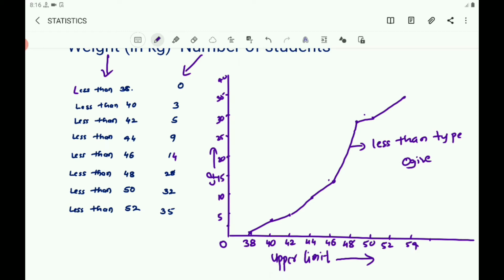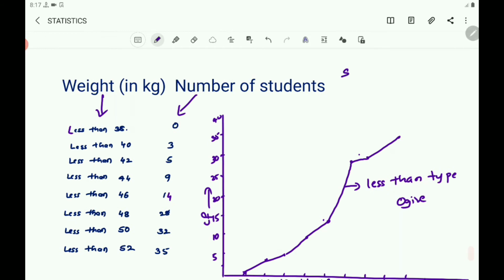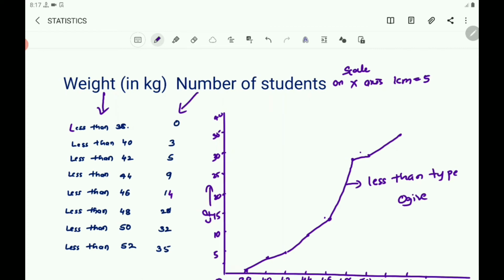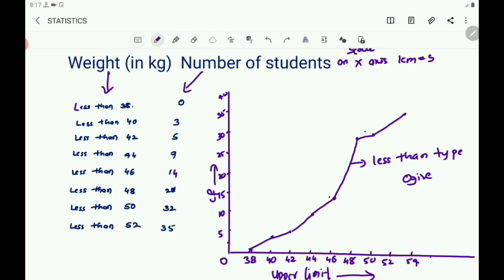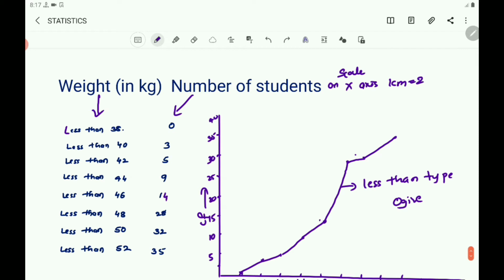You can draw on the sheet of paper also by taking two perpendicular axes, x-axis and y-axis, and representing upper limit on the x-axis, taking a particular scale, and cumulative frequencies on the y-axis. Here the scale on x-axis is 1 centimeter equals, not 5 kg, 1 centimeter equals 2 kg we have taken. The difference is 2. On y-axis we have taken 1 centimeter equals 5 cf.